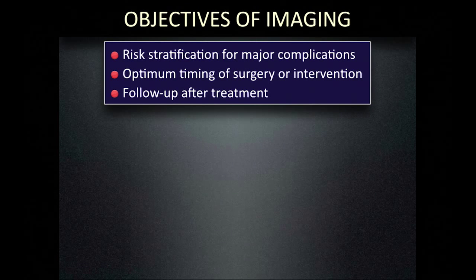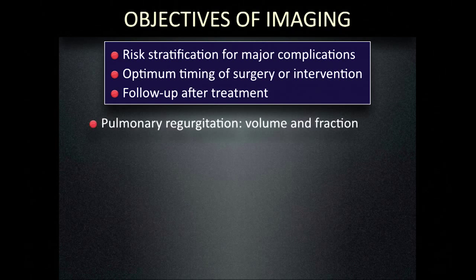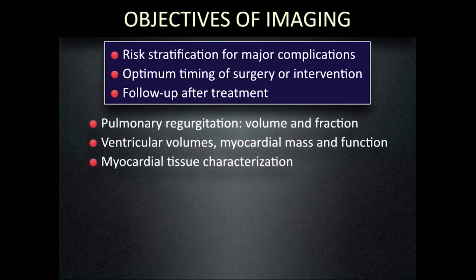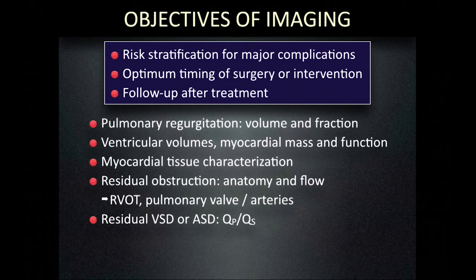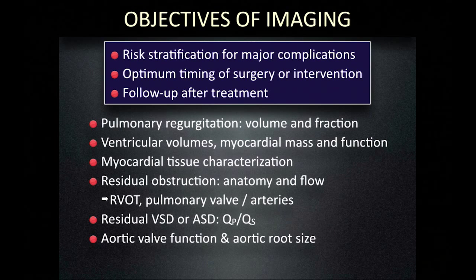Because of that, we need regular imaging, the purpose being risk stratification for major complications, the optimum timing for surgery or intervention, and then follow-up after a second or third surgery. We need to know the pulmonary regurgitation in terms of volume and fraction, ventricular volumes, myocardial mass and function, and myocardial tissue characterization, which is a rather recent concept but appears very important. Residual obstruction should be assessed in terms of anatomy and flow. For residual VSD or ASD, we can calculate the Qp/Qs. Aortic valve function and aortic root size become a problem later in life.